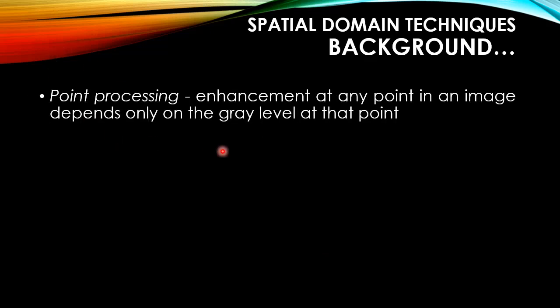The two techniques that we studied till now, contrast stretching and thresholding, are called point processing because enhancement at any point in an image depends only on the gray level at that point. So we consider the input pixel value, and then we manipulate it and get the output pixel value. So one pixel of input affects the outcome at the output image. That is why it is called point processing.